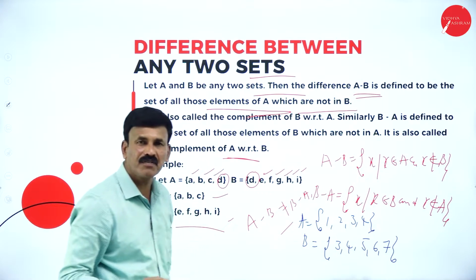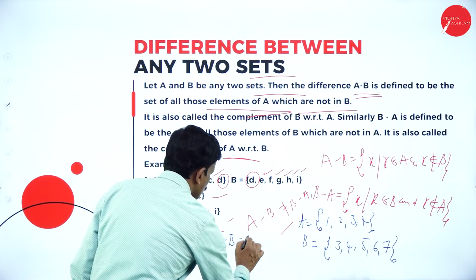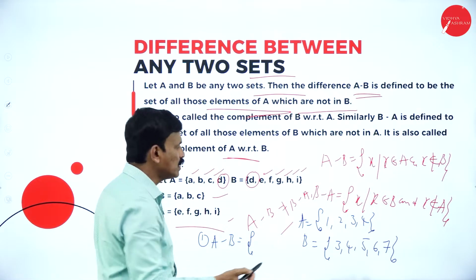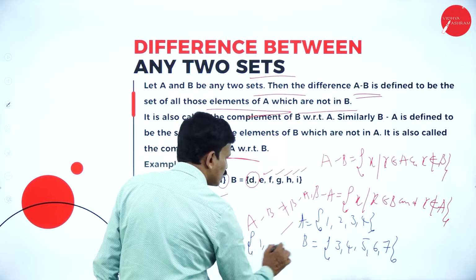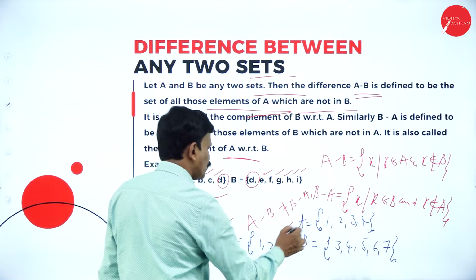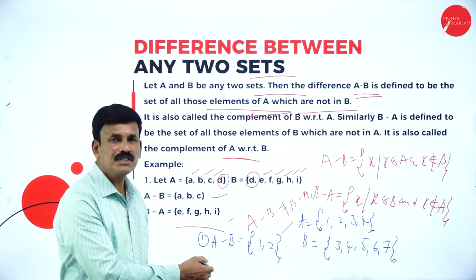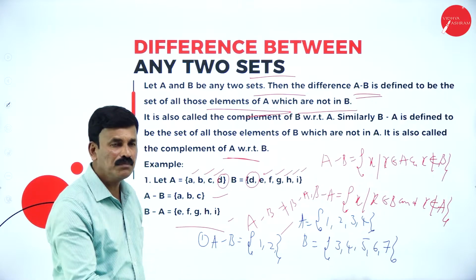Now let us write the difference of these two sets. What is A minus B? A minus B is nothing but all the elements which are in A but not in B. The element in A is 1, not in B. The element in A is 2, not in B. And 3, 4 are common, we don't want. So A minus B is {1, 2}. The elements which are in A are 1 and 2, they are not in B.